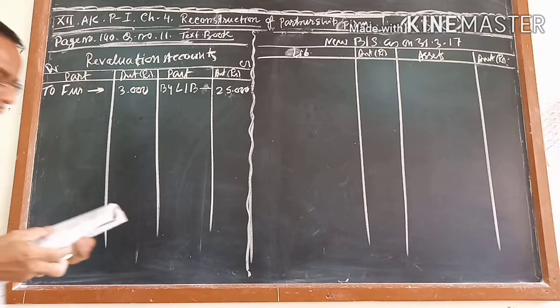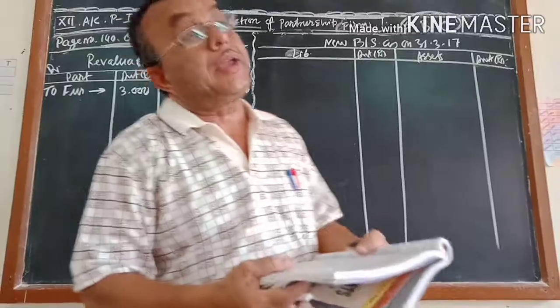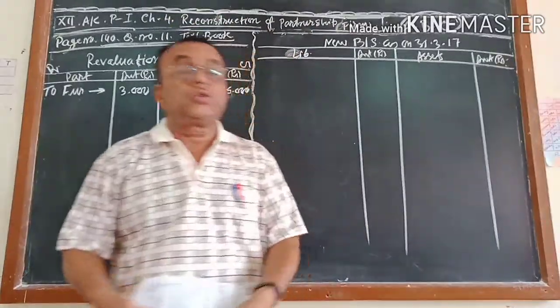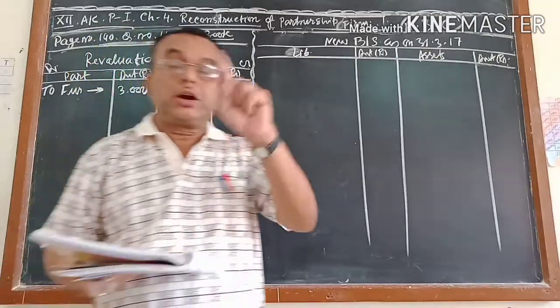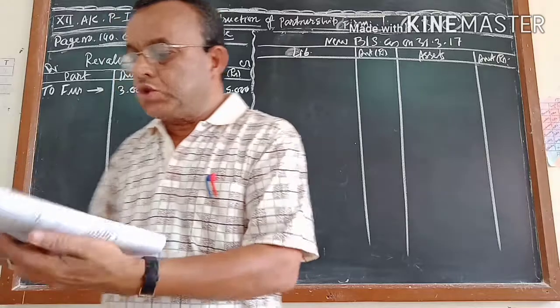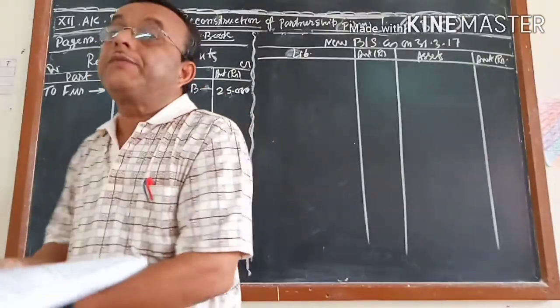Third point. The value of the machinery is to be kept at 80%. That is the most important. Sometimes they will not say it directly to you. You have to understand the meaning of this sentence. What is given? The machinery is to be kept at 80%. How much machinery do you have? You have machinery of 50,000.